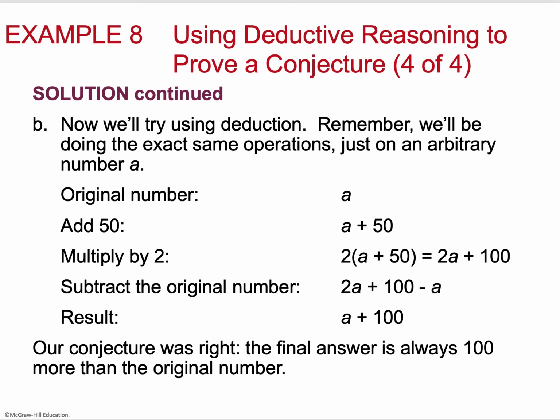So let's use that same approach we did last time. Let's use the letter A. I'm going to add 50, multiply it by 2, then I'm going to subtract the original number. And so I get A plus 100. So our conjecture was right because A is the original number, and the answer is always going to be 100 more.